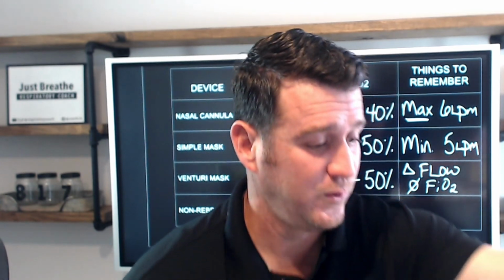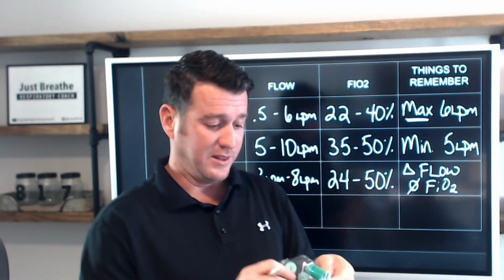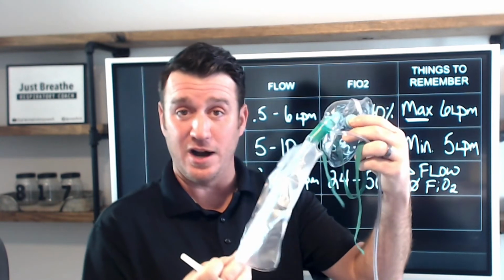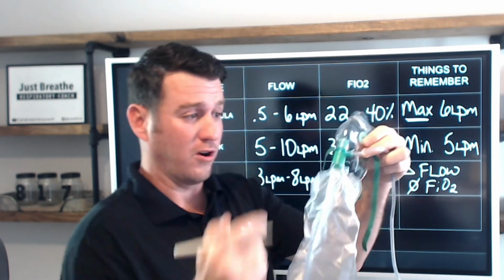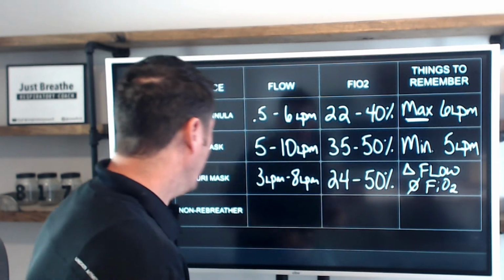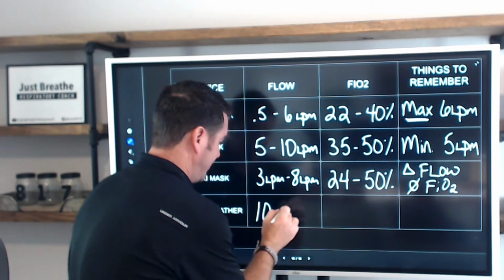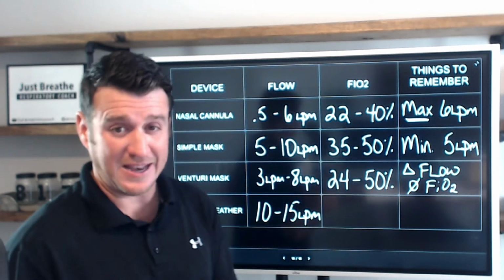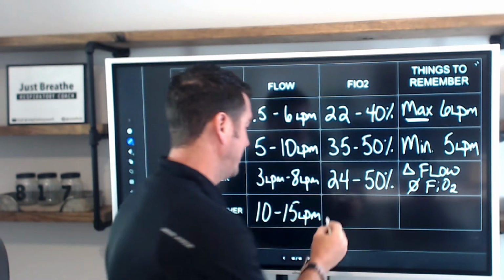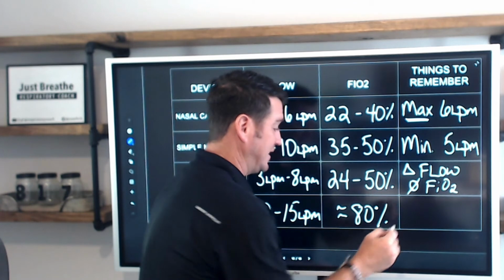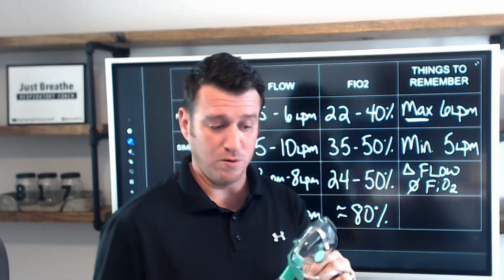The final device we are going to talk about is the non-rebreather. This is the one that has this inflatable bag on the end of it, okay? Or from the insertion point, it's got this bag on it. Flow ranges 10 to 15 liters per minute. Now, when we set this at 10 to 15 liters per minute, we're giving approximately 80% oxygen. So this is what you'll get.